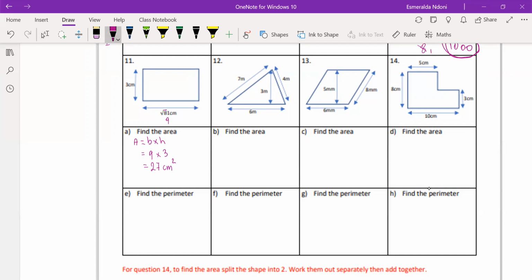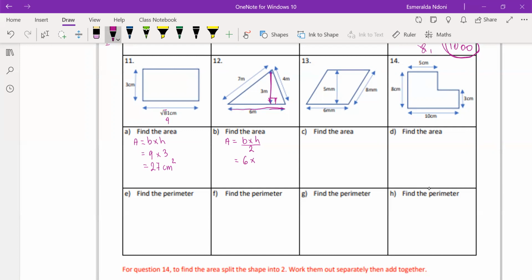Number 12. We have now a triangle. So again, you ask yourself, what shape do I have to find the area for? It's a triangle. Formula, straight away: base times height divided by 2. Then we substitute the numbers. Base, 6, times height. Height is the only one standing up, the one that's 90 degrees to the base.